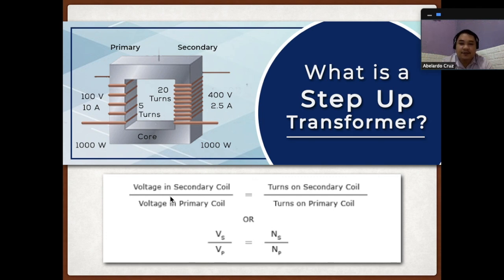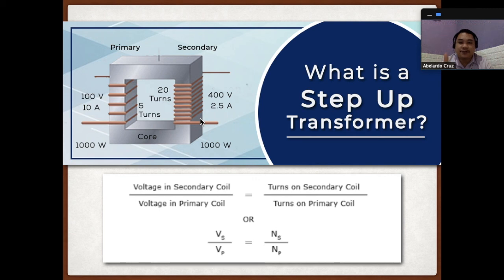So here we have a general formula. We have the voltage in the secondary coil divided by the voltage in the primary coil equals the turns on the secondary coil over the turns on the primary coil. Here, in the primary, we have the supply, which is 100 volts. When the electricity passes through this, it is going to be 400 volts. So that is a step-up transformer.